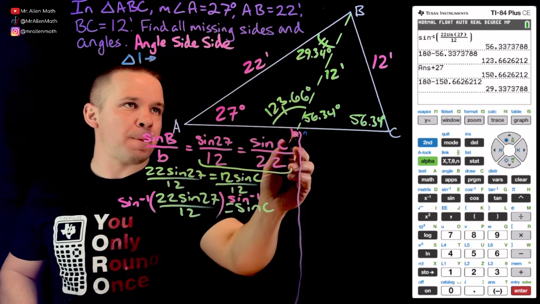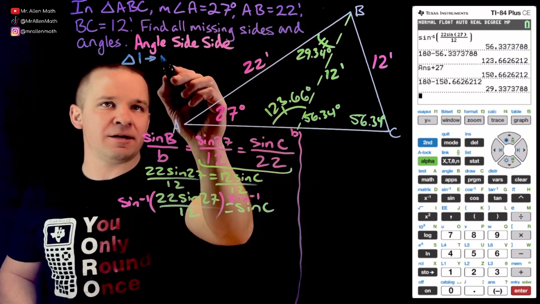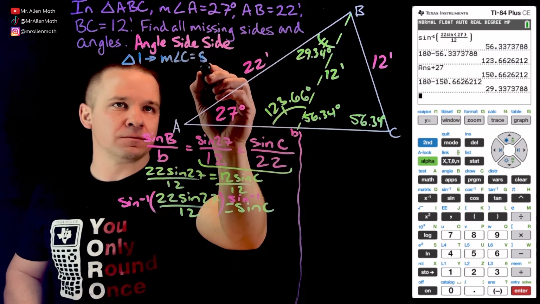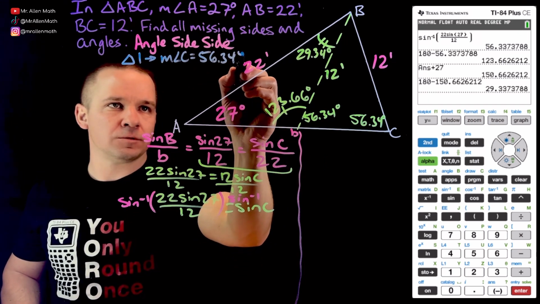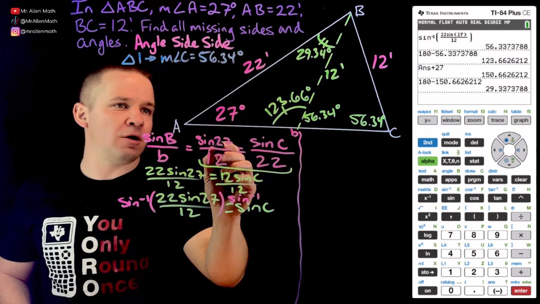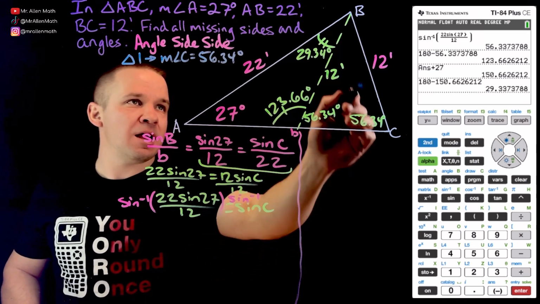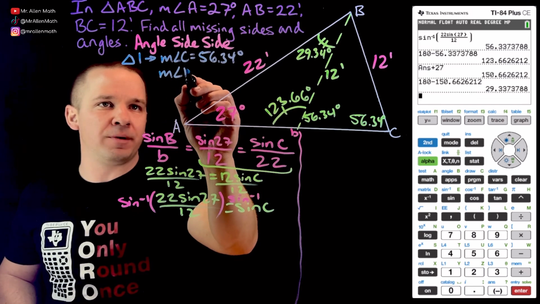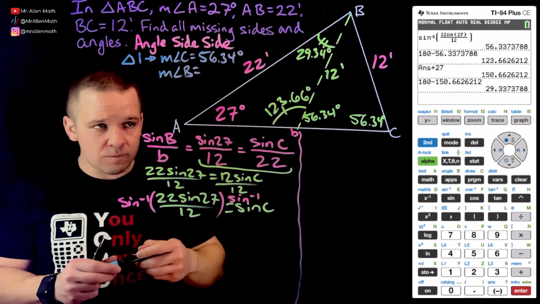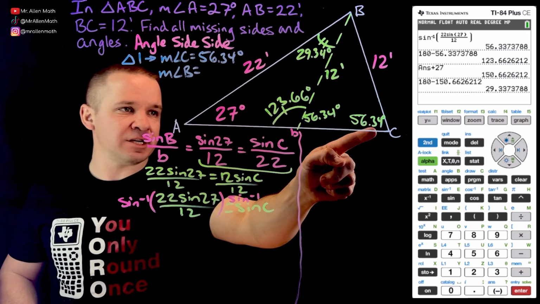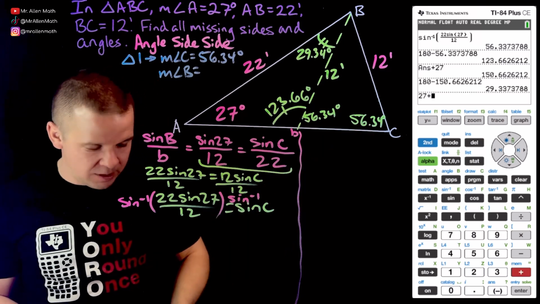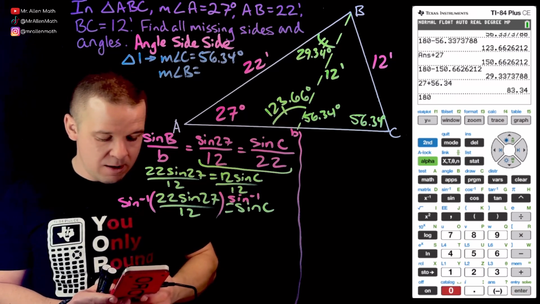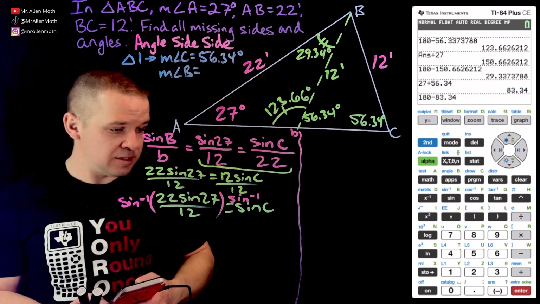We found that the measure of angle C was 56.34 degrees. We also need side length B, and I need this angle up here. So let's get the measure of angle B right now. How am I going to get that? Well, 27 plus 56.34, and then 180 minus that is that angle right there.